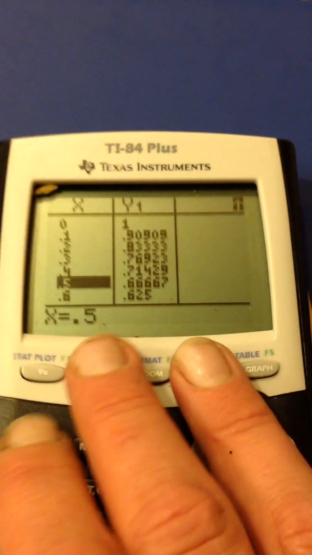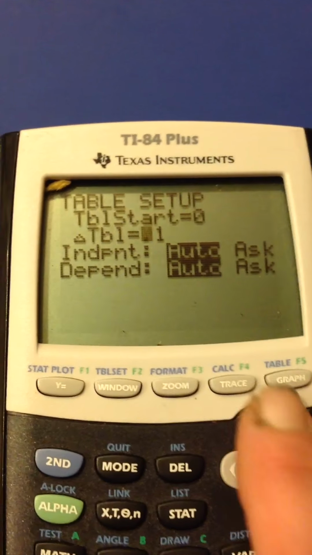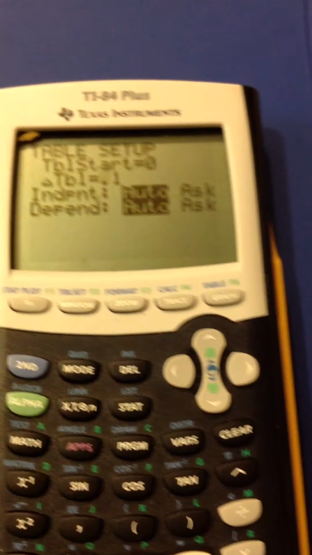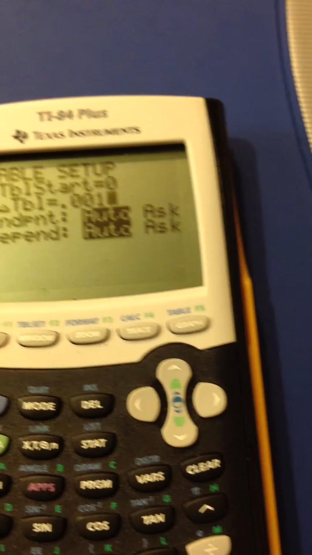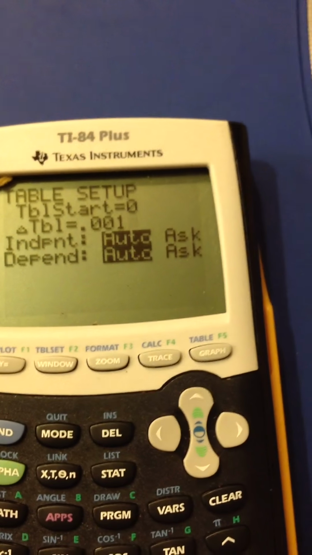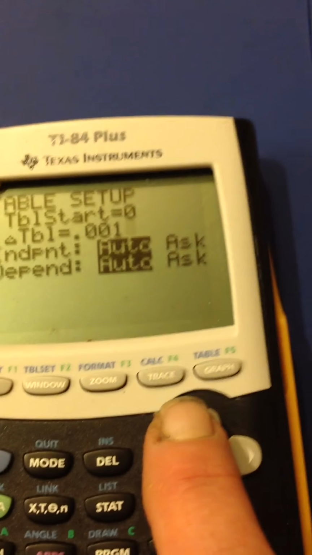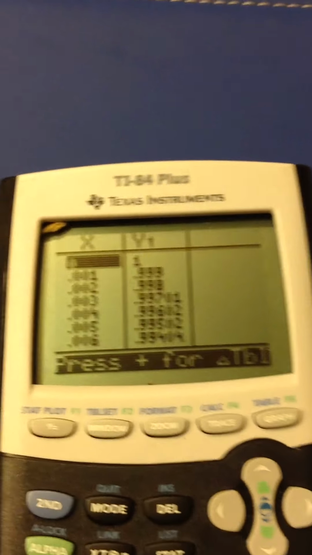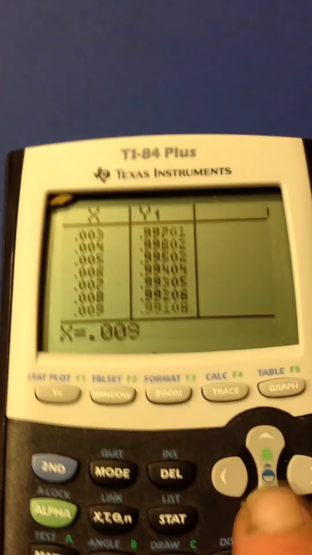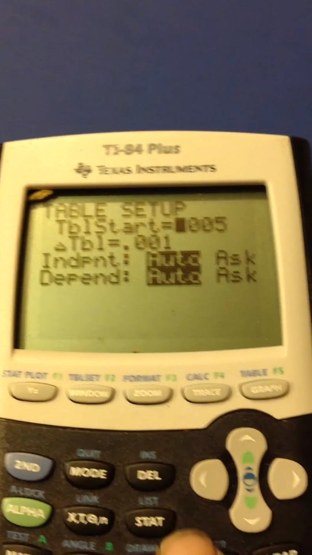And again, I'm pretty lazy, so if I go back to second table setup, instead of 0.1, let's go 0.001. Because 0.001, I think, yep, is the closest we're getting. And where do I want my table to start? Because if I just go back to second table now, I gotta scroll through a million values to get where I want. I'm not doing that. So second table setup.